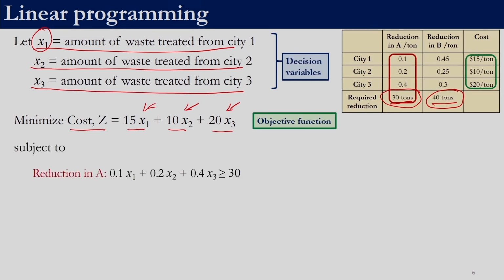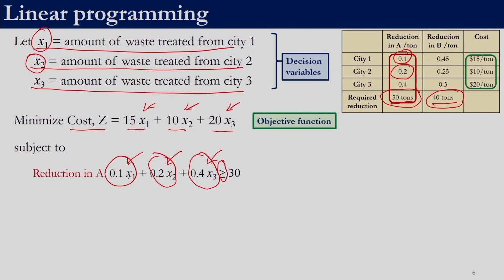So if we treat x1 quantity of waste coming from city 1, the total amount of A that we are removing is 0.1 x1. The total amount of A which we are removing by processing x2 quantity of waste from city 2 is 0.2 x2. Similarly 0.4 x3. So this is the A that can be removed if we process x1 from city 1, x2 from city 2 and x3 from city 3. So it is said that we need to remove at least 30 tons. So that is why we have this greater than equal to symbol, right.